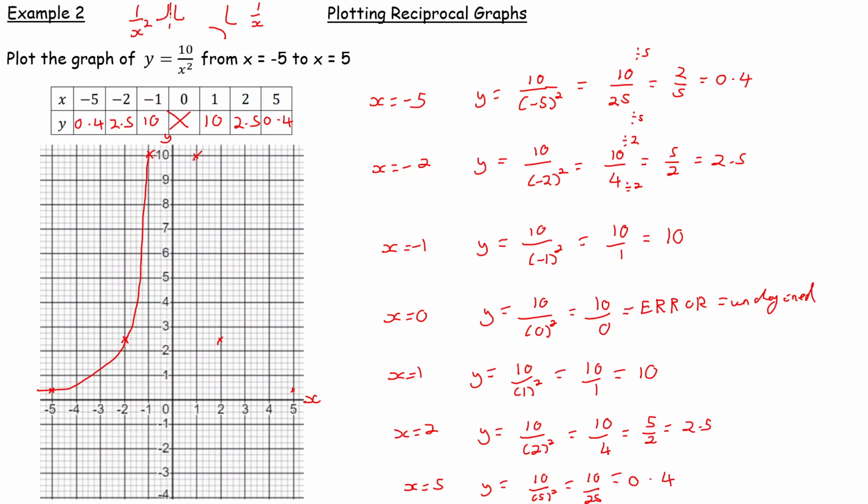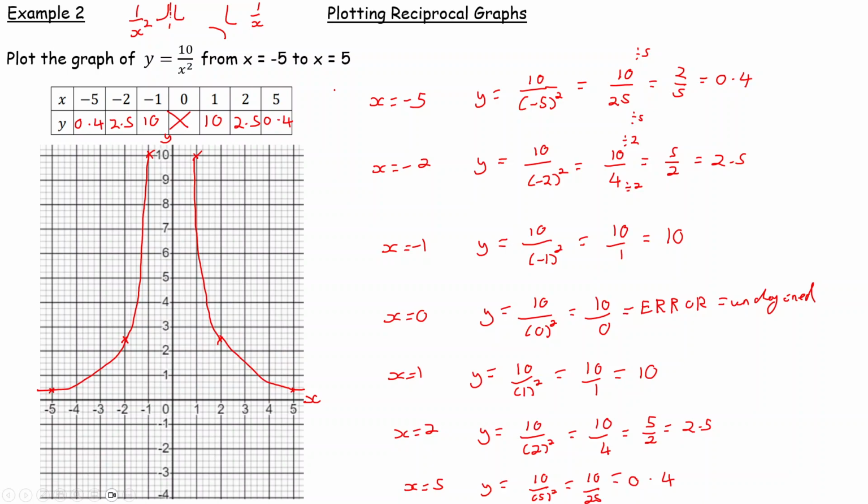So going through my 3 points here, that's not bad. And I keep going through those points smoothly, and it would keep going on forever and ever. And that is the graph of 10 over x squared between minus 5 and 5.